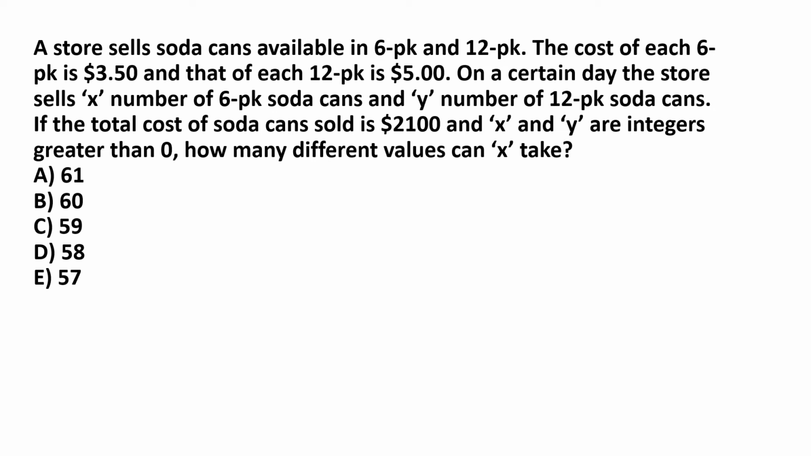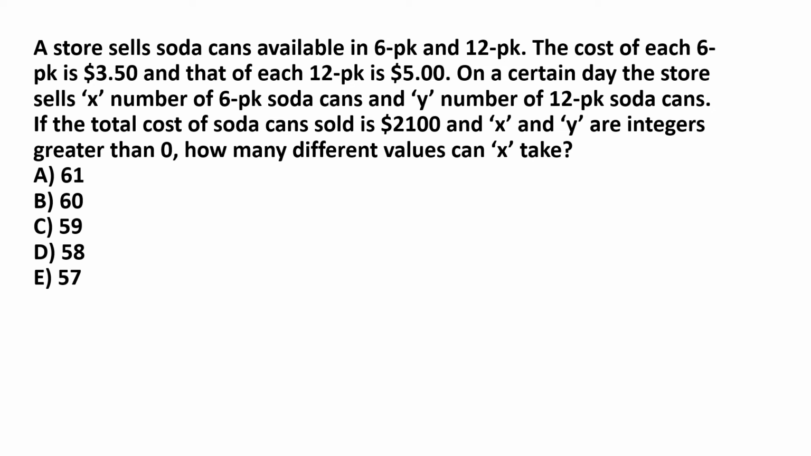A store sells soda cans available in 6-pack and 12-pack. The cost of each 6-pack is $3.50 and that of each 12-pack is $5. On a certain day, the store sells X number of 6-pack soda cans and Y number of 12-pack soda cans. If the total cost of soda cans sold is $2,100 and X and Y are integers greater than 0, how many different values can X take?